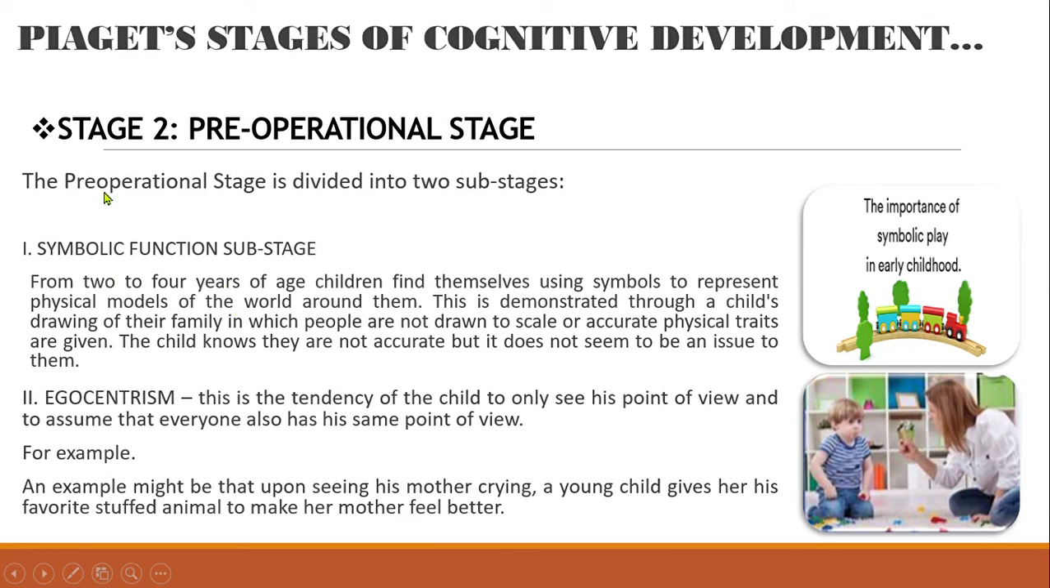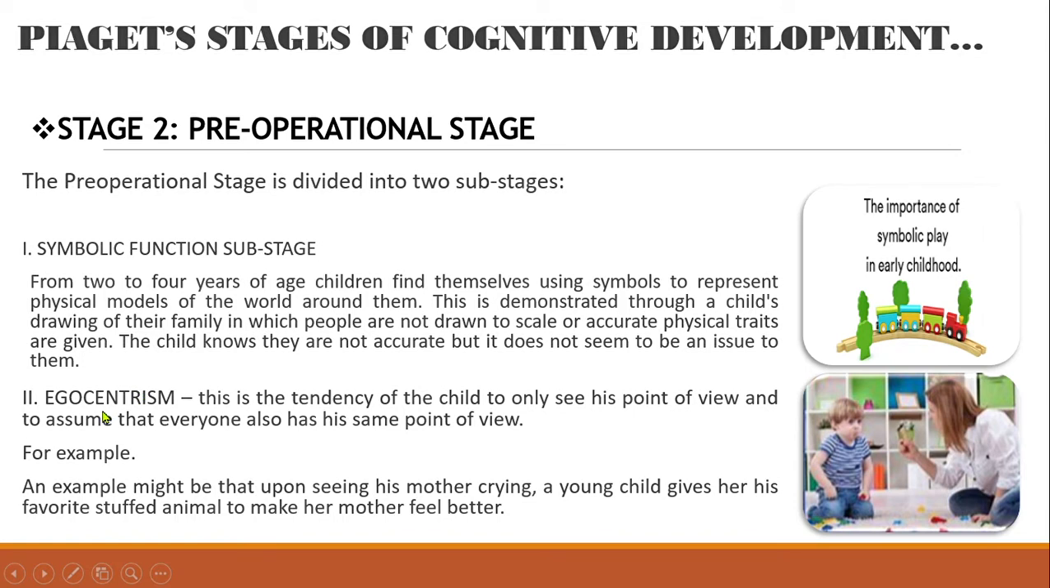The pre-operational stage is divided into two substages. Number one, symbolic function substage. From 2 to 4 years old, children find themselves using symbols to represent physical models of the world around them. This is demonstrated through a child's drawing of their family in which people are not drawn to scale or accurate physical traits are given. The child knows they are not accurate, but it does not seem to be an issue to them.